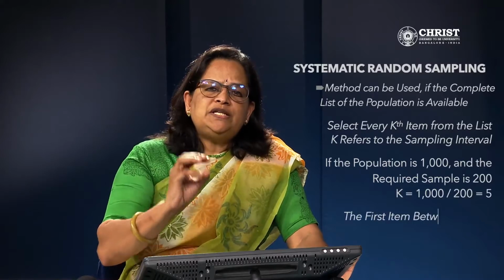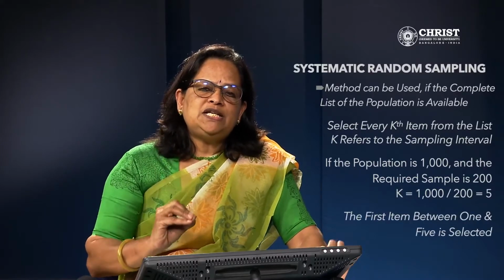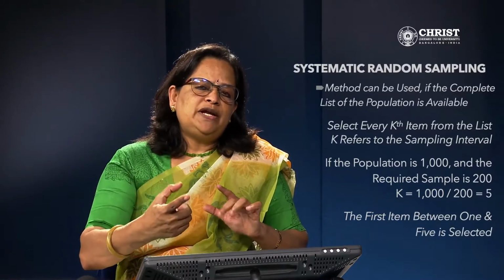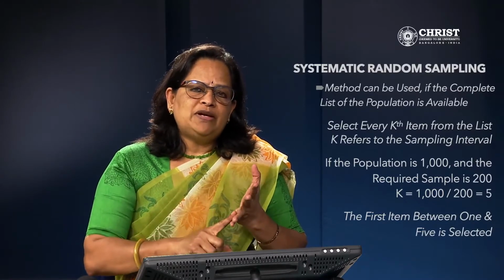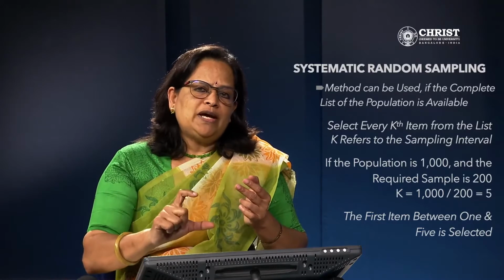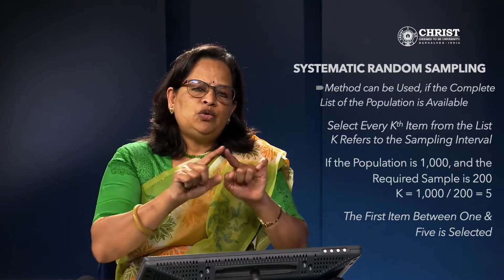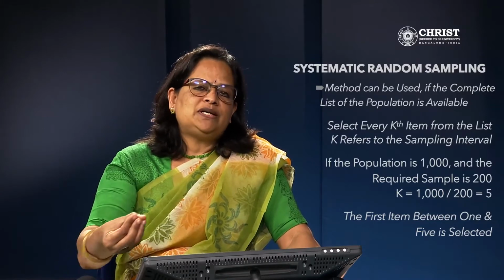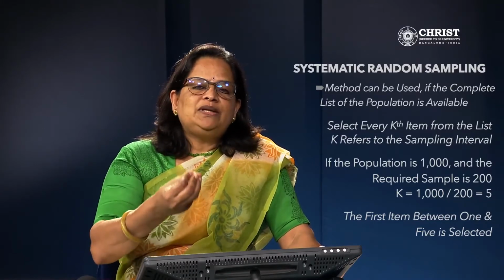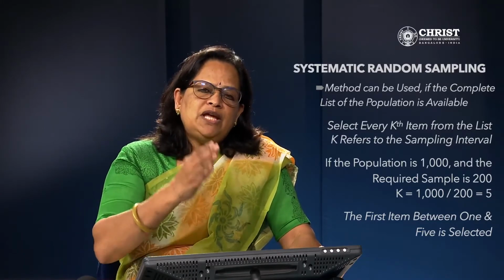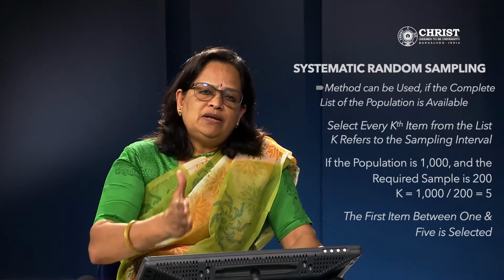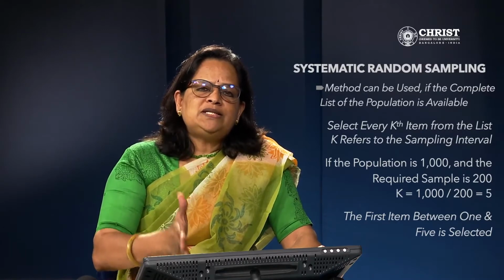So the first item between 1 and 5 you are selecting using the simple random method. Simple random method, we have already explained: lottery method and table of random numbers. So you will select one item. If you are using the lottery method, you make 5 identical chits and ask somebody to draw one chit. Imagine you are getting 3. Then 3 will be your first sample. Then you continue to add 5, because 5 is your class interval. So first will be 3, then 8, then 13.